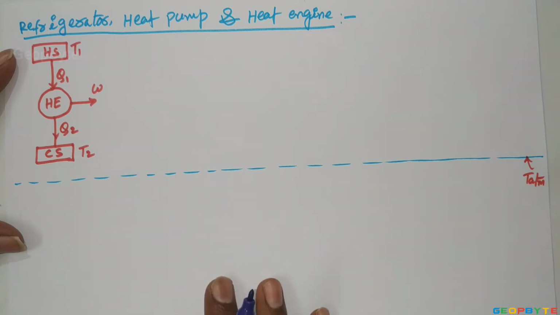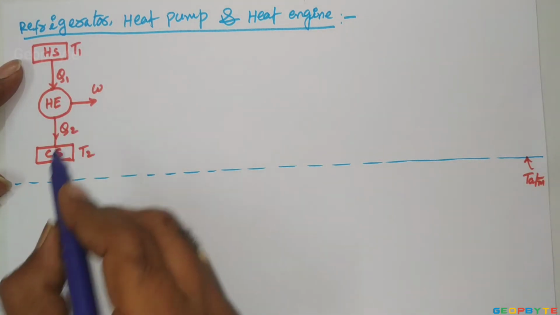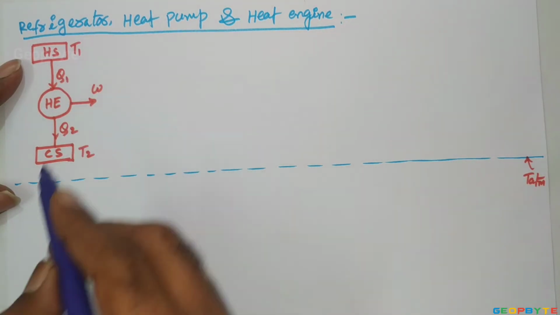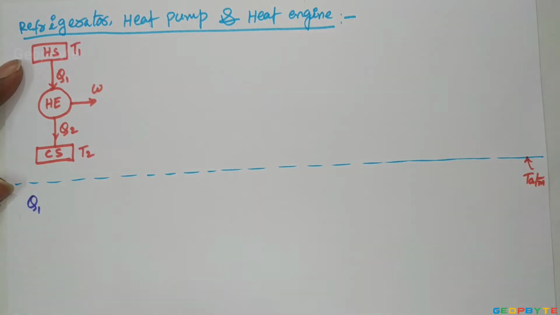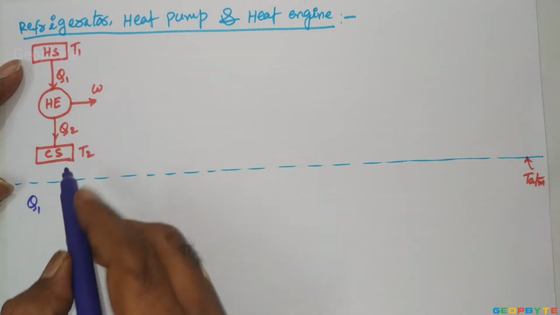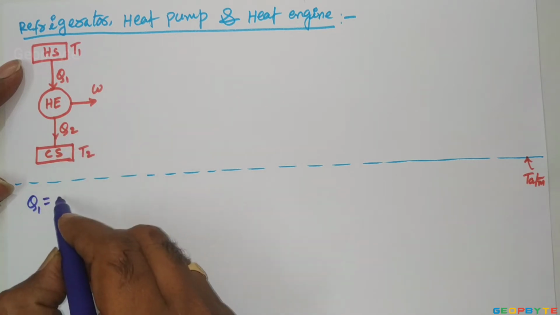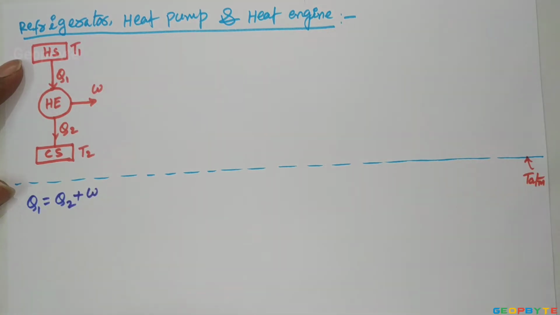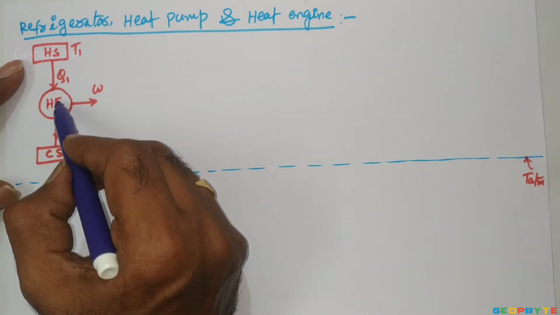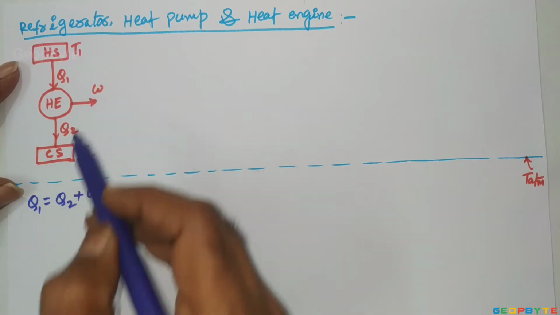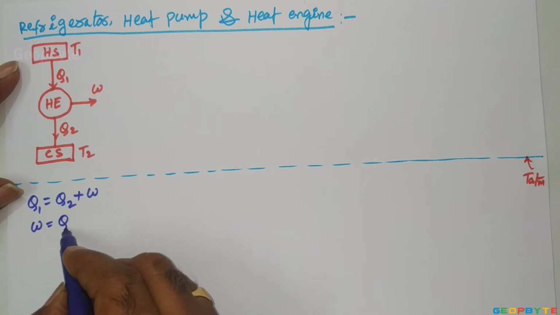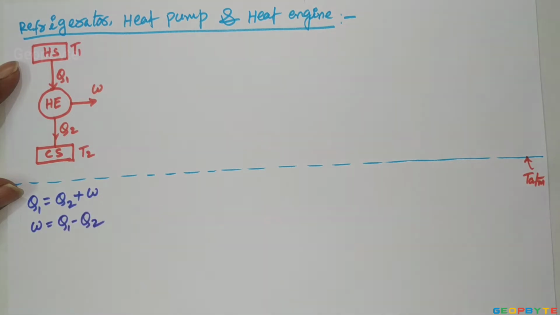Then the energy balance equation for this heat engine is: the energy entering the heat engine is Q1. Energy leaving the heat engine is Q2, which is dumped to the surroundings, plus the work output of the heat engine. That means only a part of the heat energy is converted to work energy. From this, the work output of the heat engine is Q1 minus Q2.